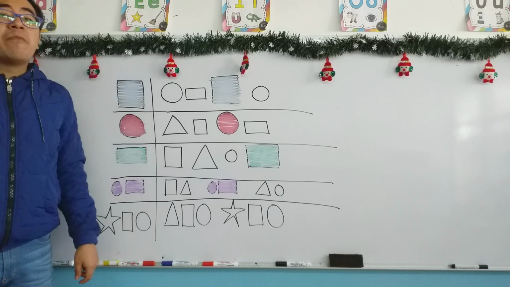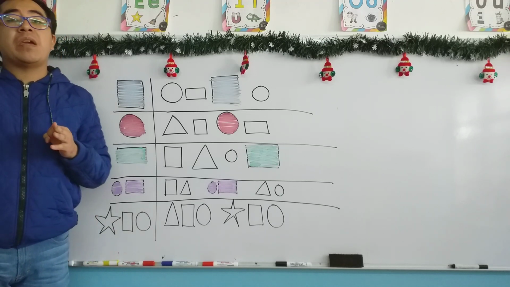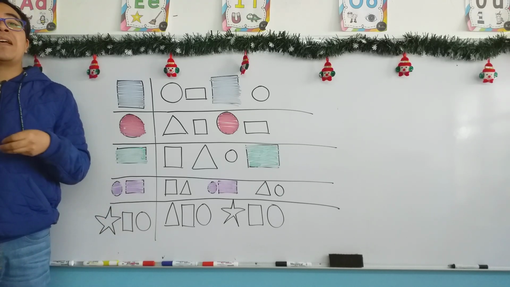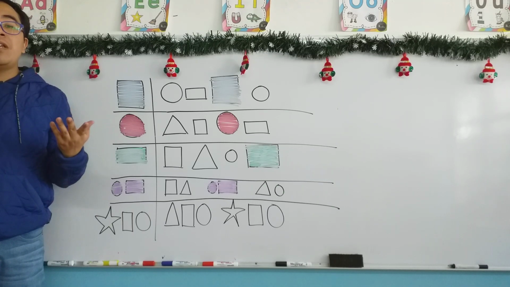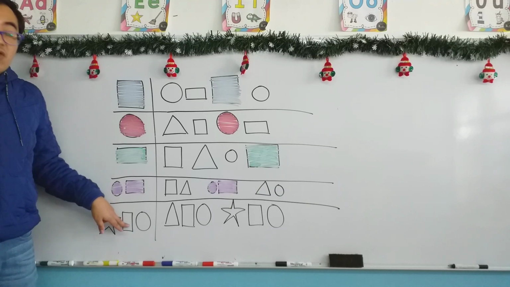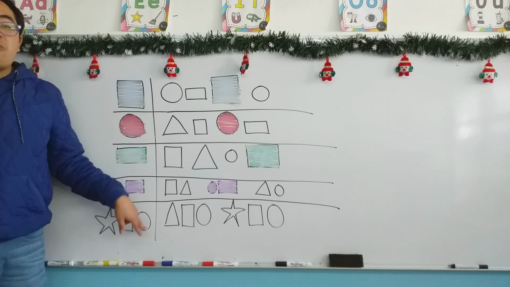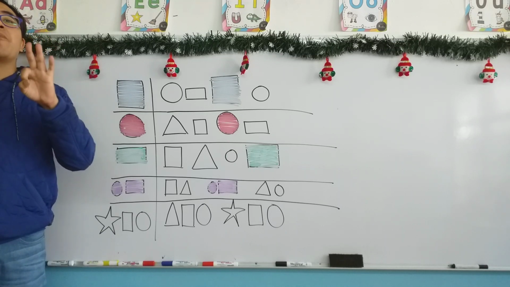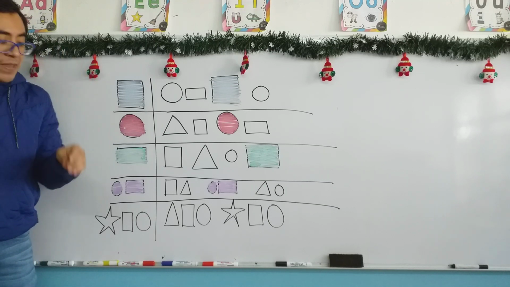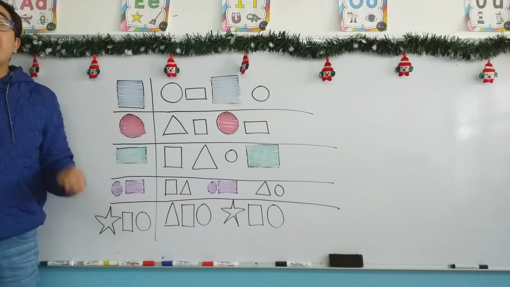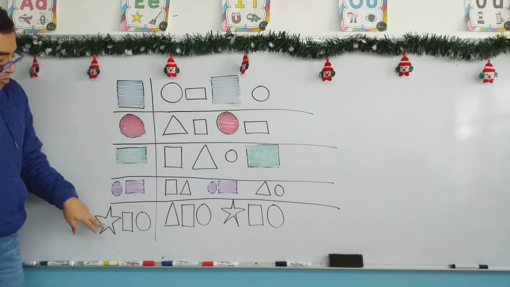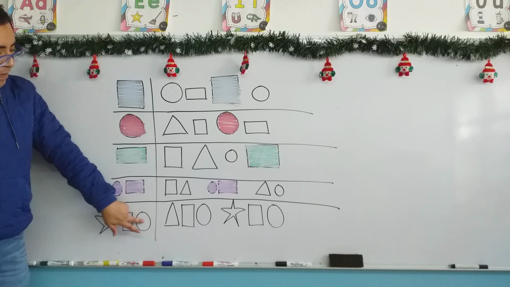for the last row, we have 3 geometric shapes, including a star. The star can also be considered as a shape. La estrella también puede ser considerada una figura geométrica. So, we have star, square, and circle. We have 3 shapes that we have to look for. Remember, these are together, they are not separate. Recuerden que estas figuras las tenemos que encontrar como están, unidas, no separadas. Entonces, en este grupo, de nuevo, star, square, circle.